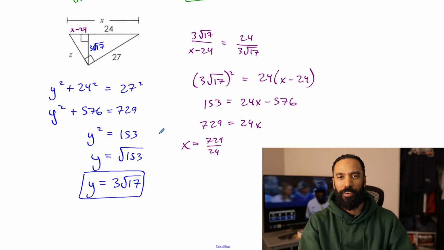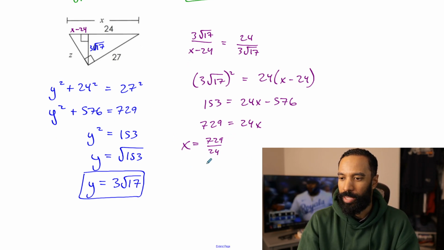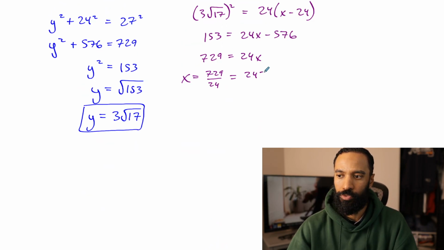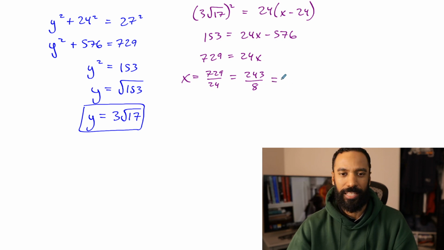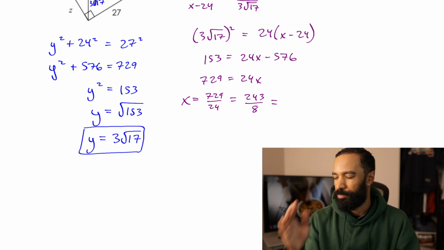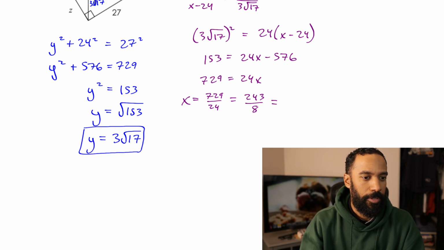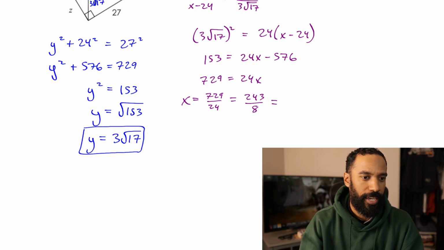Now, they can divide by at least 3. You get 243 over 8. I guess that's the extent to which you can go. 243 over 8 is an exact answer. In decimal form, 30.375. Let me try that. Let me try and do 729 over 24 to make sure I get that same number.